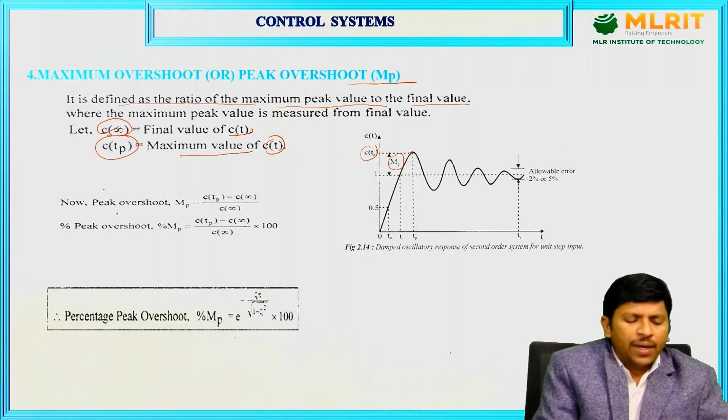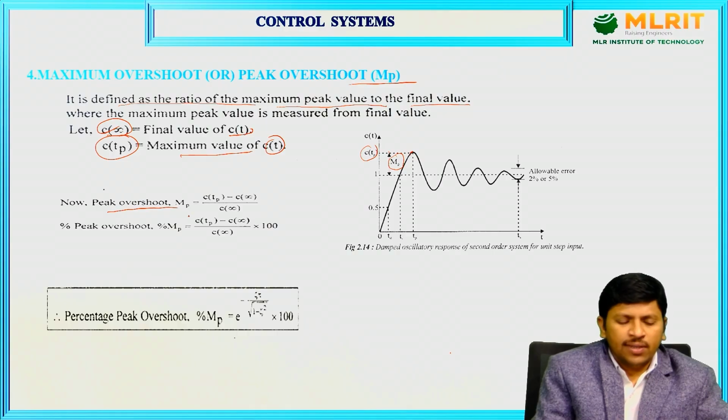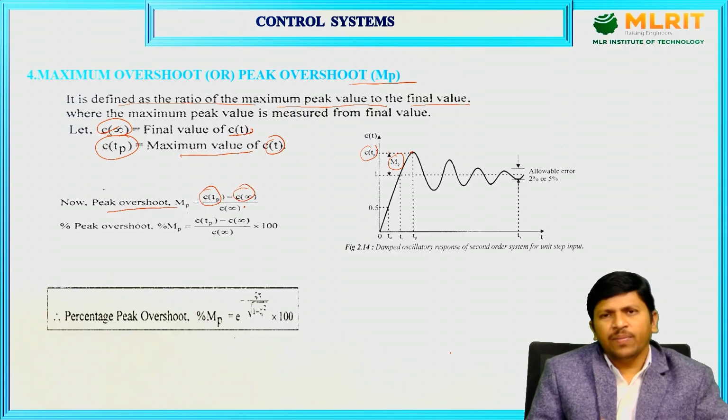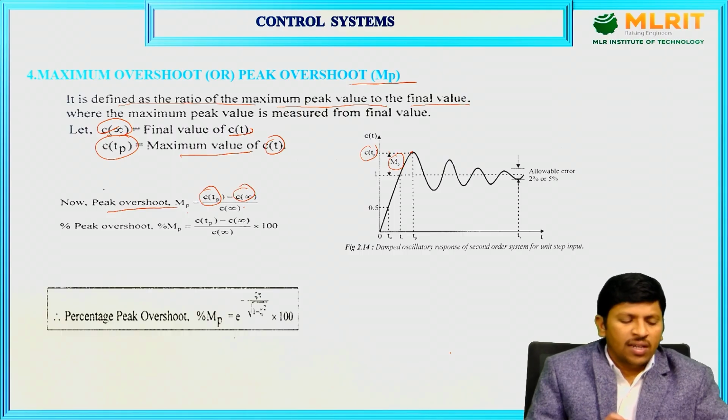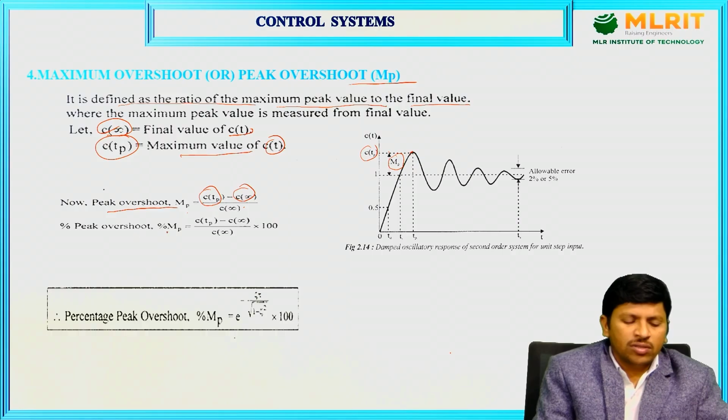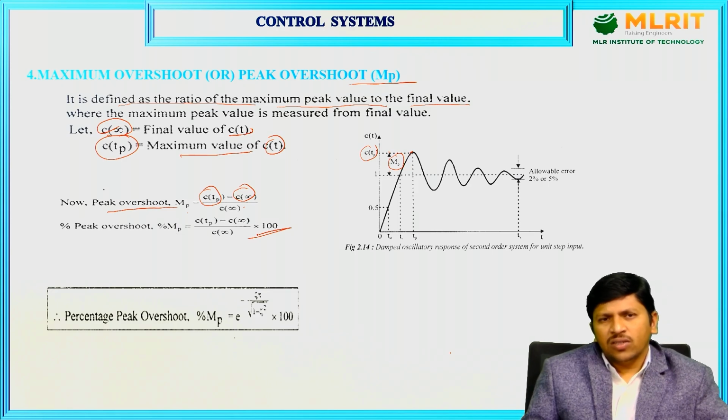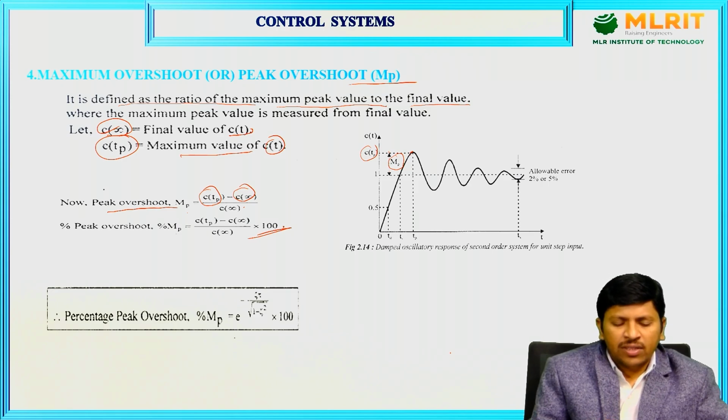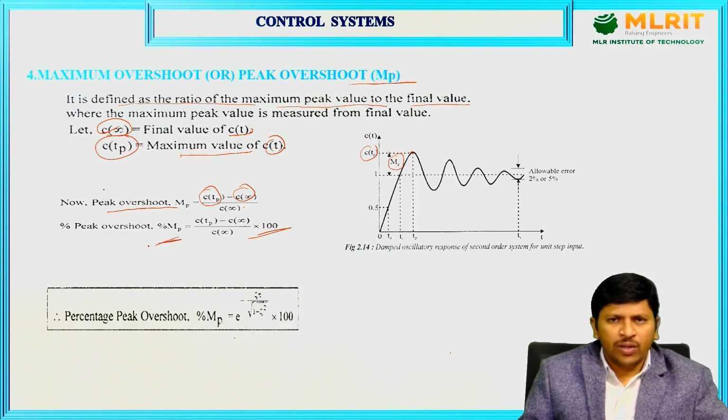Now peak overshoot Mp equals the difference of the maximum peak value of the response, that is c of tp minus c of infinity, divided by c of infinity. For the percentage of peak overshoot, just multiply with 100, and you will get the percentage of peak overshoot, right?